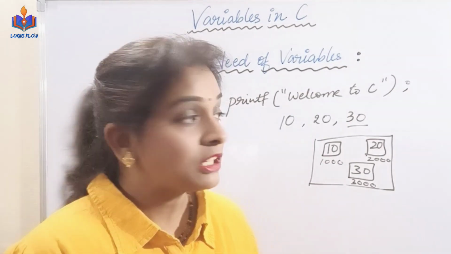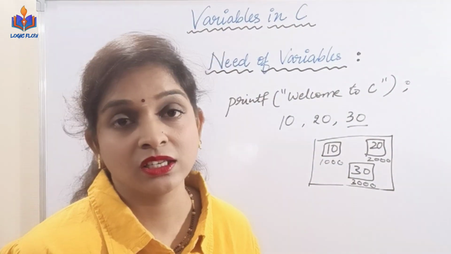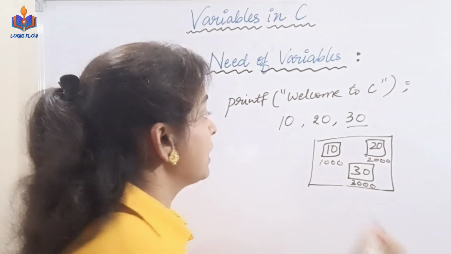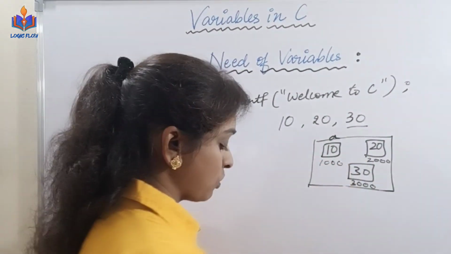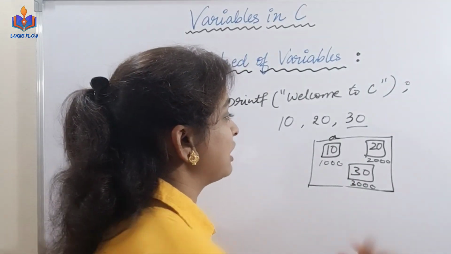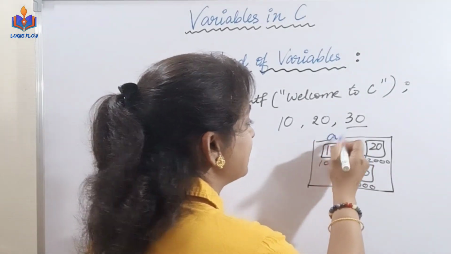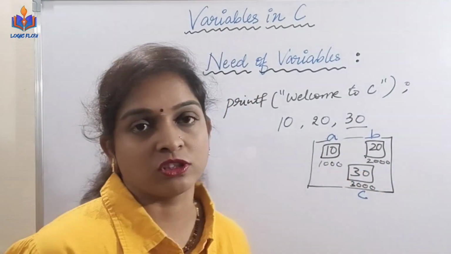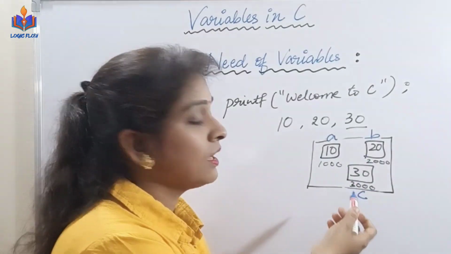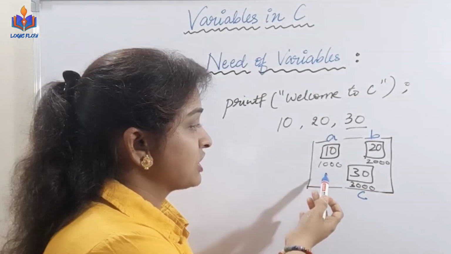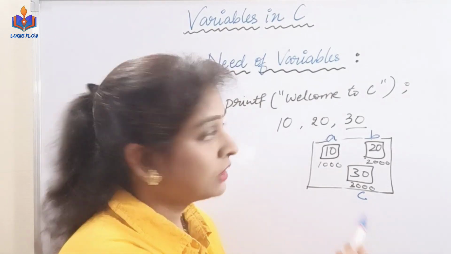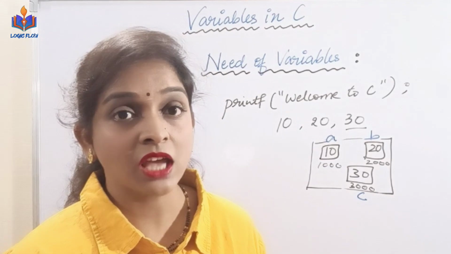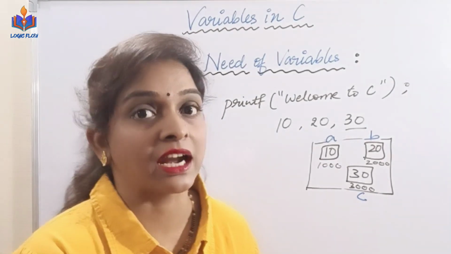Fine. But how do we access this? We have to access it through some name. So let me access this with the name A. I'm accessing these values through the name A, let me give the name B for this and the name C for this. So I'll access these memory locations, which are 1000, 2000 and 3000, with the names A, B and C. This is how we are storing the data inside the computer's memory.